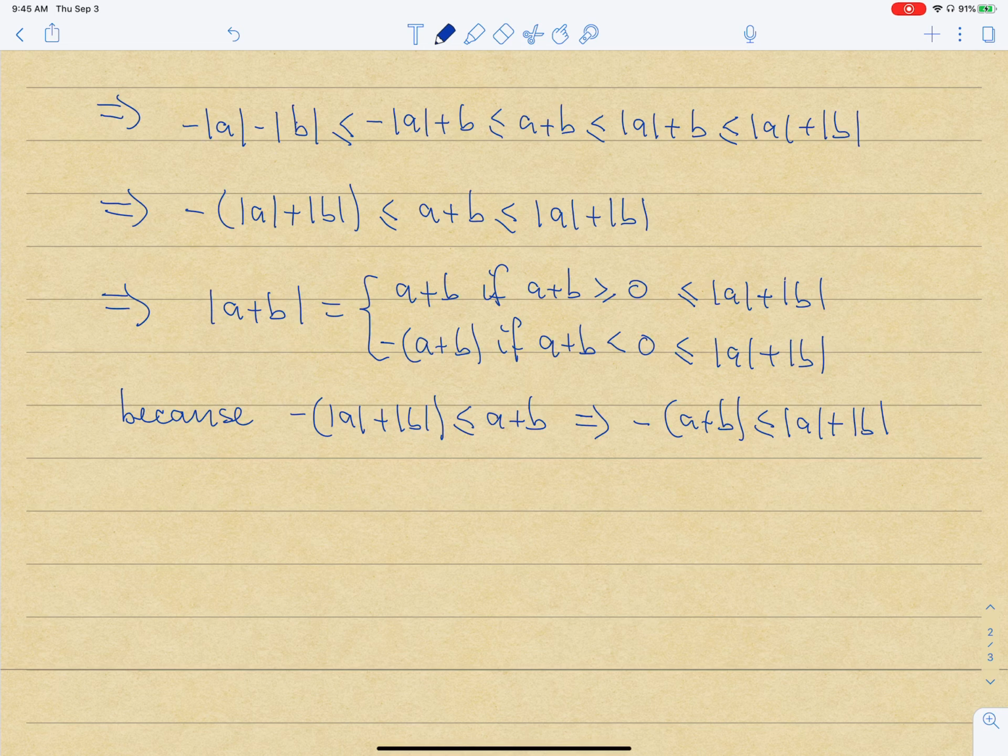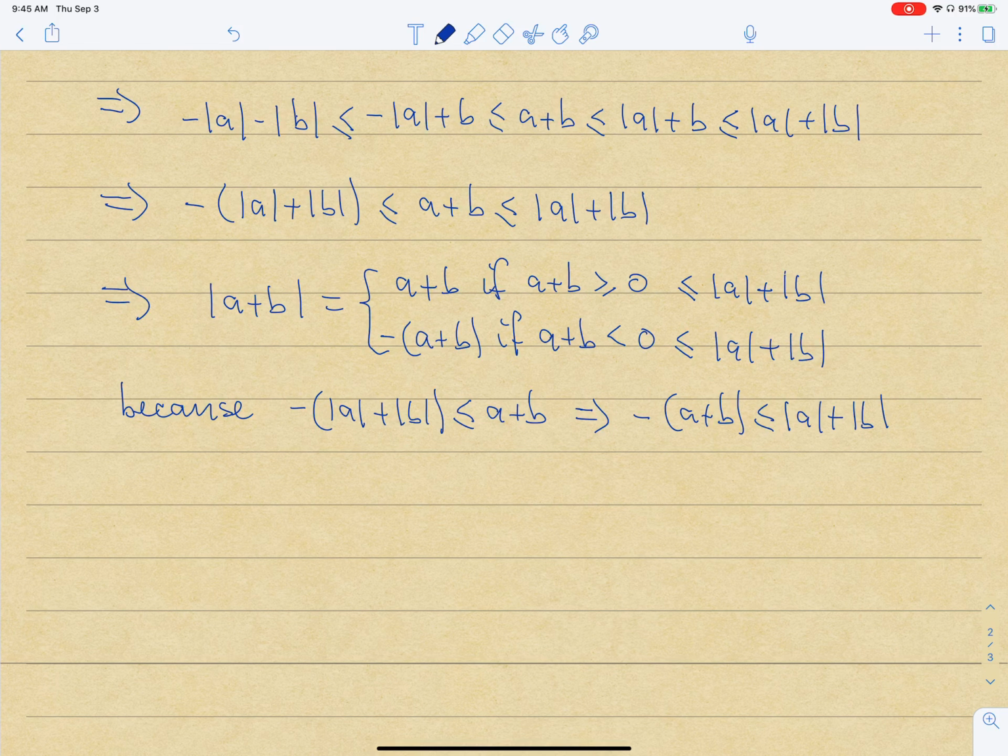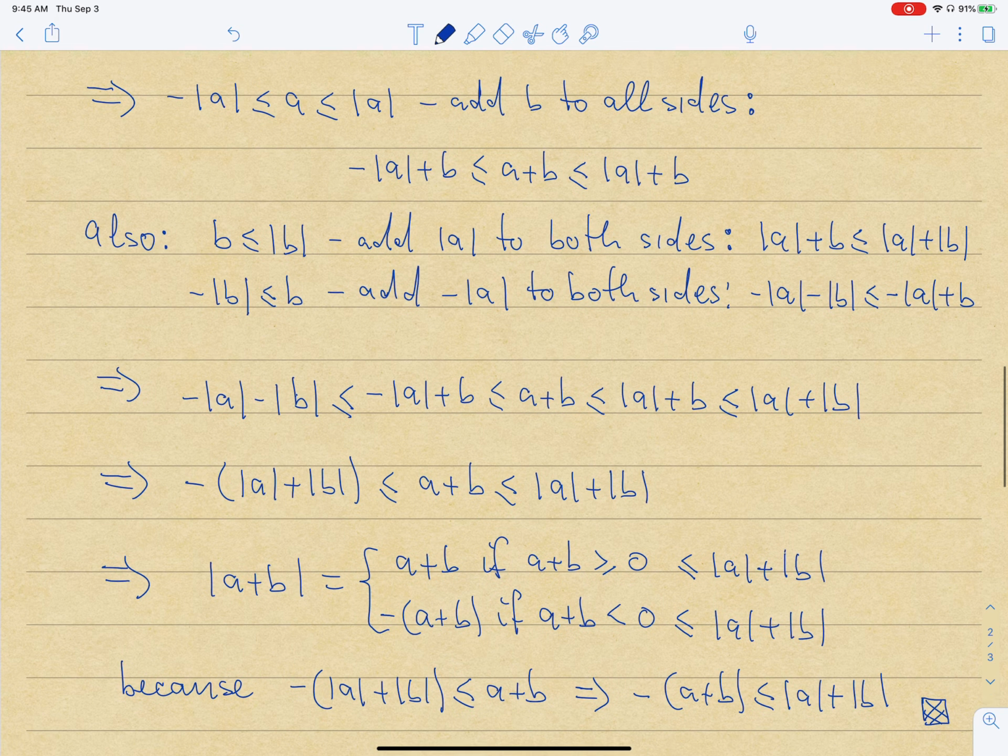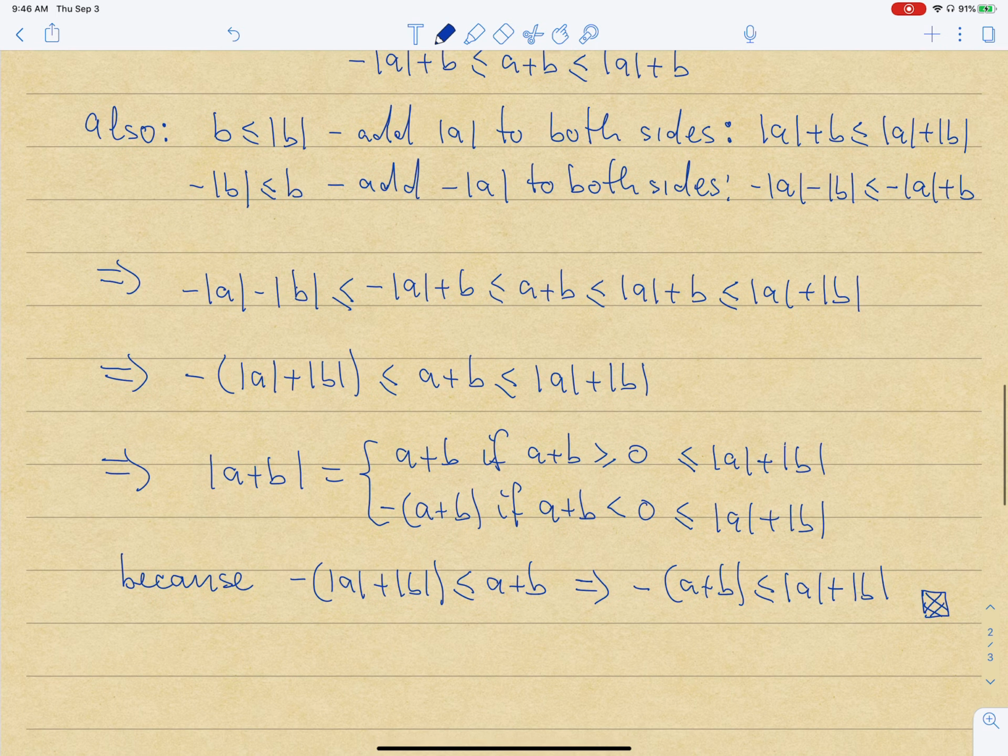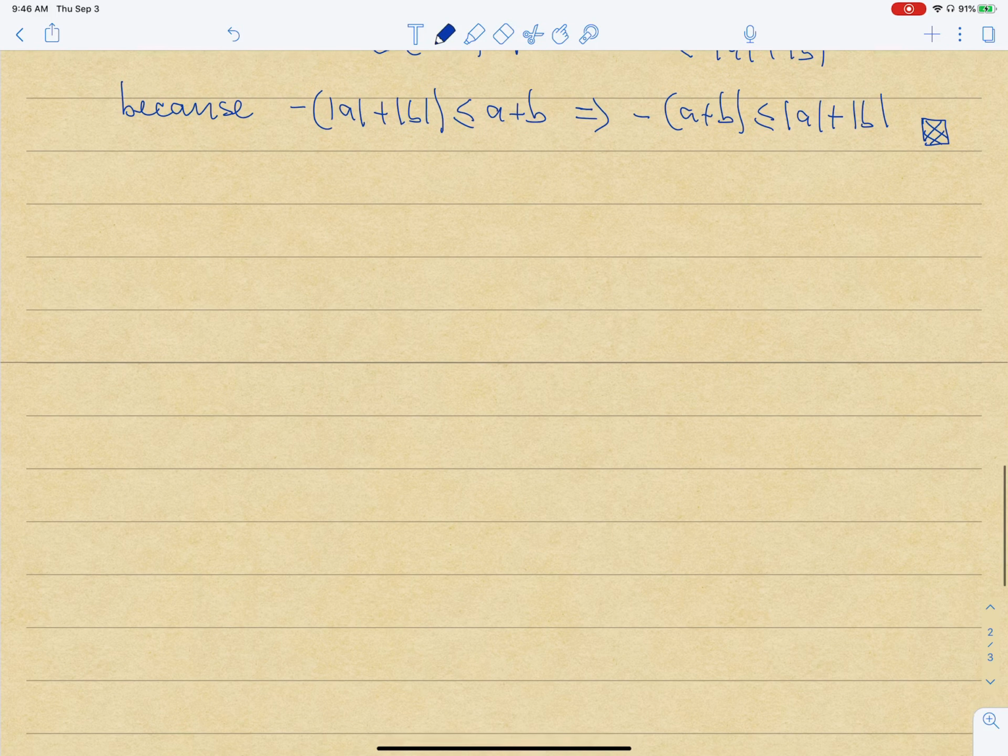So in all cases, absolute value of A plus B is less or equal than the sum of the absolute values. And so then again, we're done. We proved the triangle inequality. All right. So with these established, let me explain why the triangle inequality is called triangle inequality.